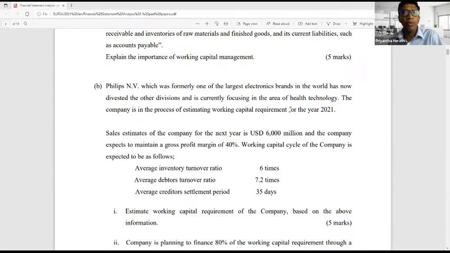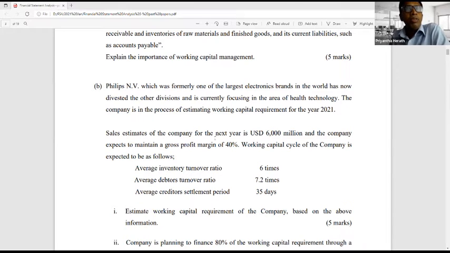So therefore, every year you need to forecast your working capital requirement, right? And when you prepare the budgets, you do it. You do a cash flow forecast, and you forecast your income statement, you forecast your balance sheet, and based on that, you estimate your requirement, right? So they are in the process of estimating the working capital requirement.